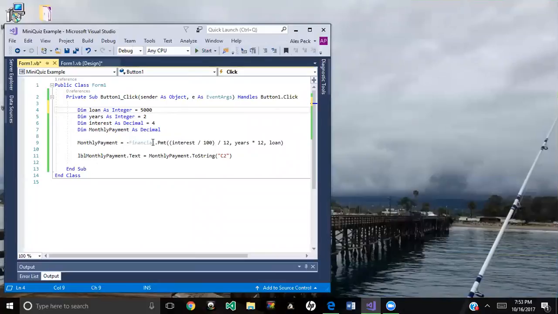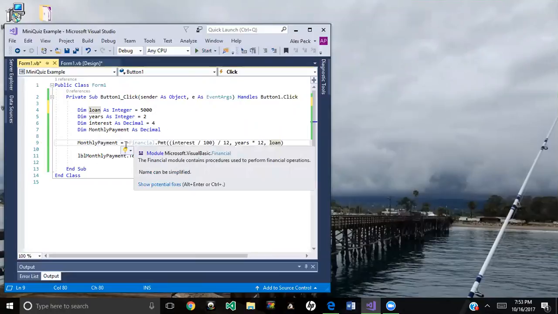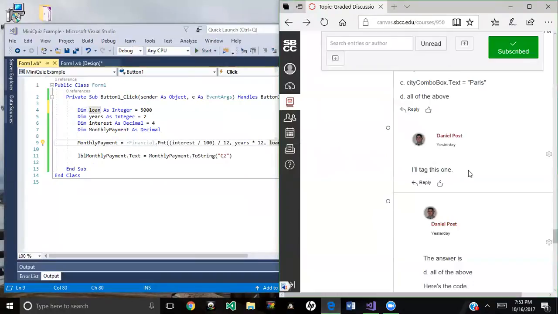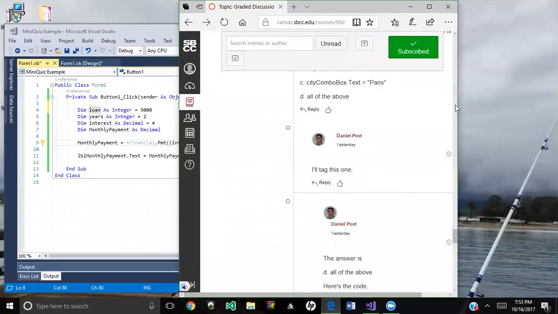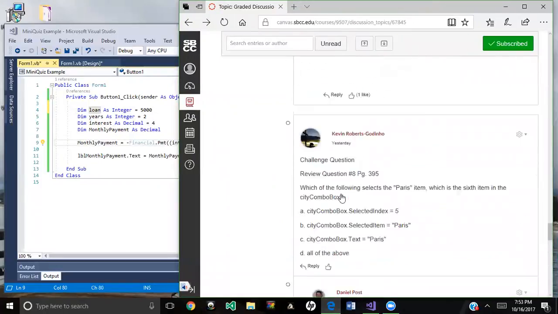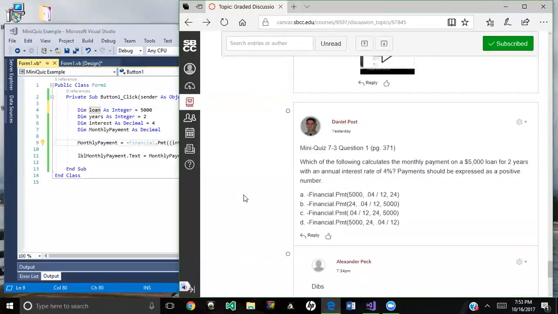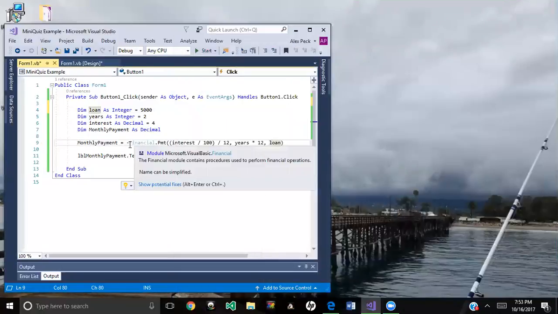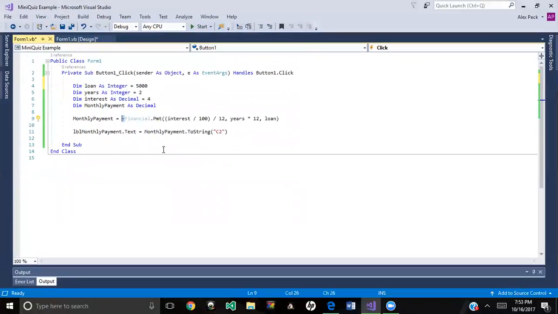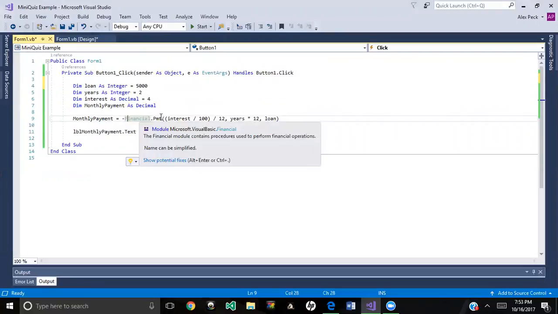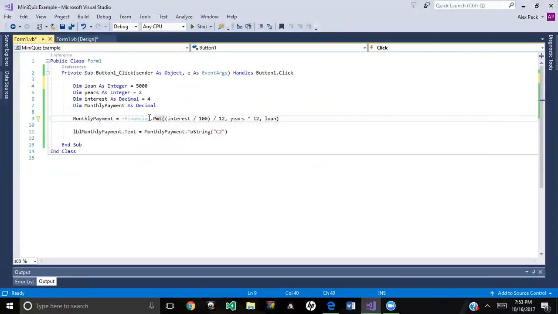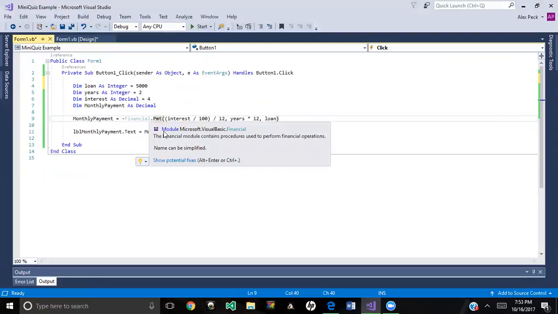Here's the actual expression. Monthly payment, which is right here, also has to be a decimal. A key part is that the question says the payment should be expressed as a positive number, and that's why you're going to need this negative sign right here. Then Financial.pmt. The .pmt is just the formatting for this specific financial equation.